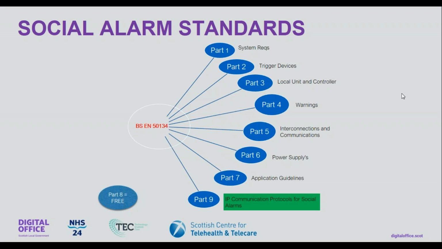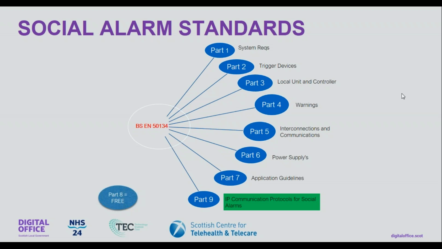We have part 3, which is a standard looking at the local unit and controller. Part 4 is all about the warning devices in the social alarm. Then part 5 covers the minimum requirements for interconnections and communications, and that also covers radio frequency, audio, transmission time, fault reporting, etc. Part 6 is all about the power supplies. Part 7 is the application guidelines.